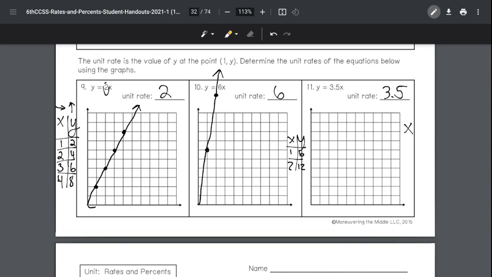Last one. If x is 1, y is 3.5. If x is 2, 2 times 3.5 is 7. So if I go 1 unit right, I'm going to go 3.5 units up. If I'm going 2 units right, I'm going to go 7 units up. And then the last step we have before we're done is to draw our line. And those are your notes on representing rates.